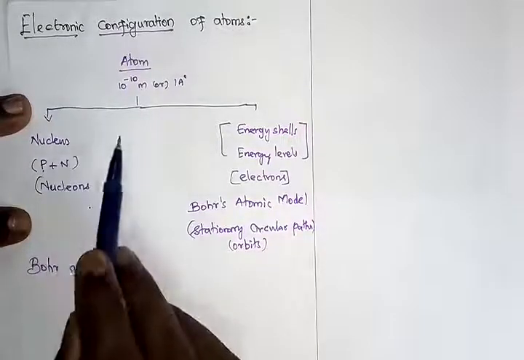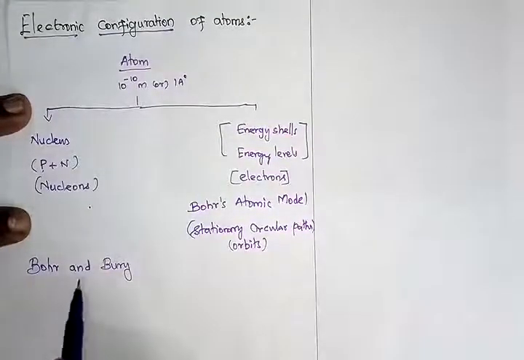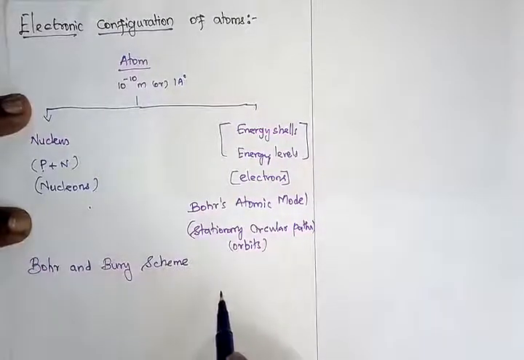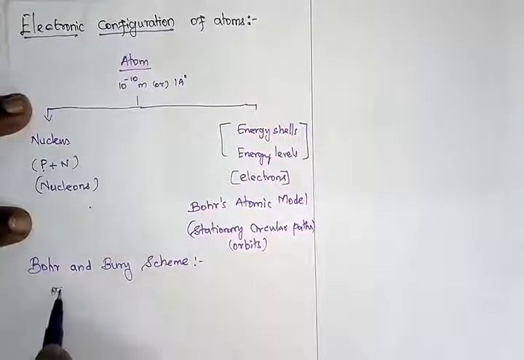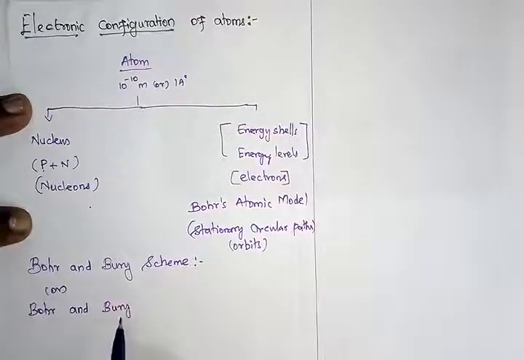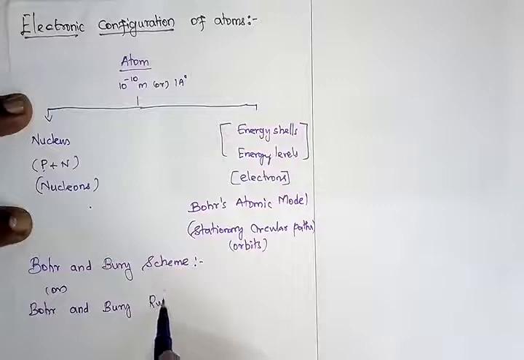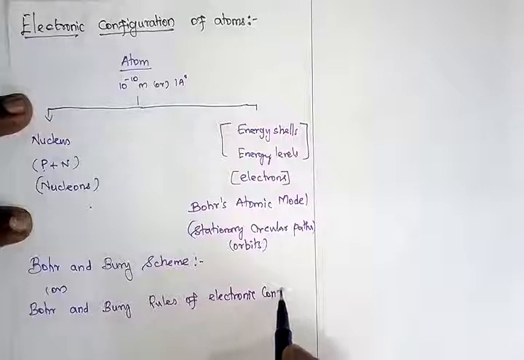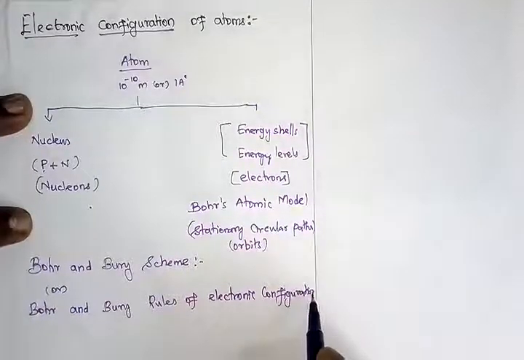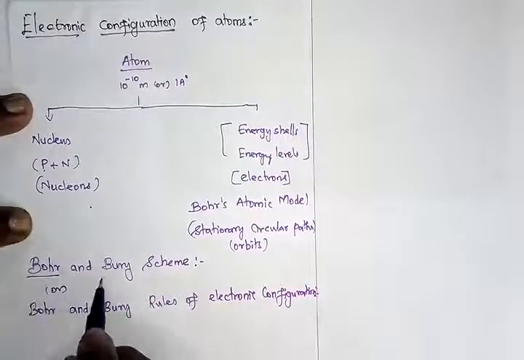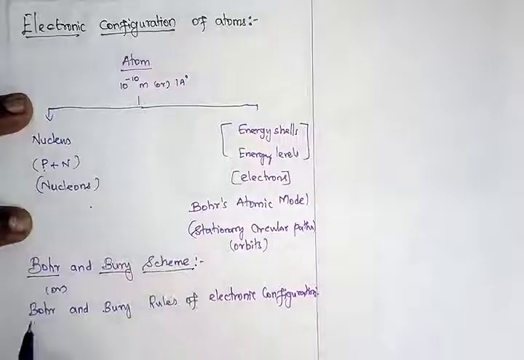This electronic configuration of atoms is otherwise called the Bohr and Bury scheme, or Bohr and Bury rules of electronic configuration. This is the idea you should have. So it has two different names: Bohr and Bury scheme, or Bohr and Bury rules of electronic configuration.